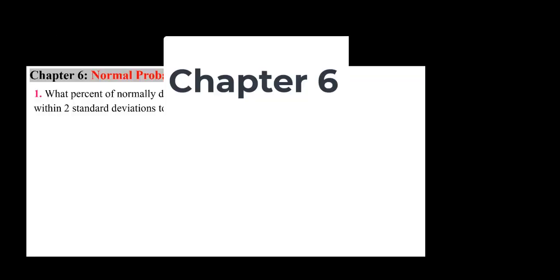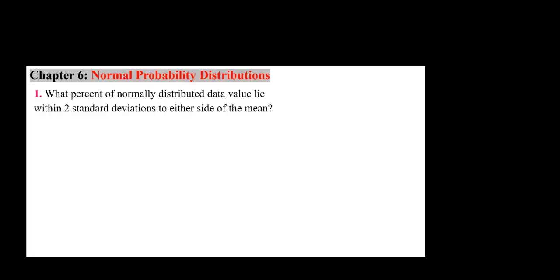We are looking at Module 3, Chapter 6. Chapter 6 covers normal probability distribution. The first question, what percentage of normally distributed data lie within two standard deviations, either side of the mean?